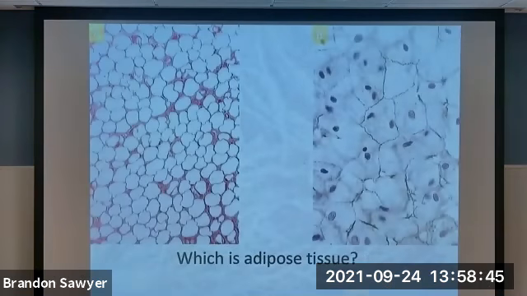Let's do a quick clicker question here. Which of these two is adipose tissue, A or B? A few more of you, go ahead and vote. I'll give you about 10 seconds. 62 of you so far, 63, maybe one more. Anybody else? There we go, we got our 64. Let's see what you said.